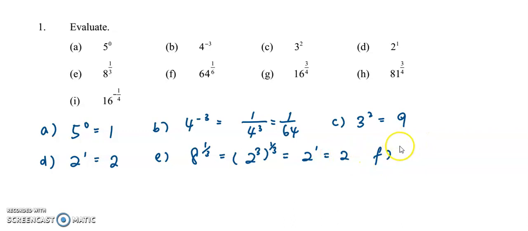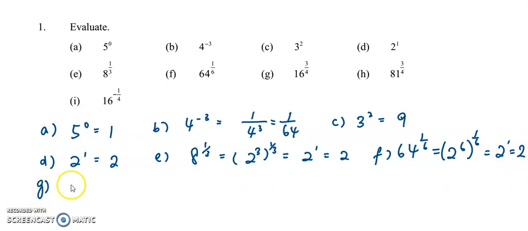And for question F, 64 power of 1 over 6. 64 you can simplify into 2 power of 6, and 2 power of 6 represents 64, and this is to the power of 1 over 6. Same case as question E, you simplify by multiplying 6 by 1 over 6, then you get 2 power of 1, which is equal to 2.